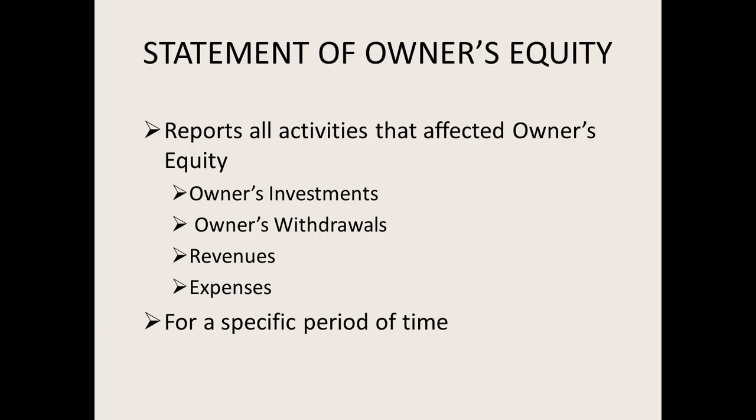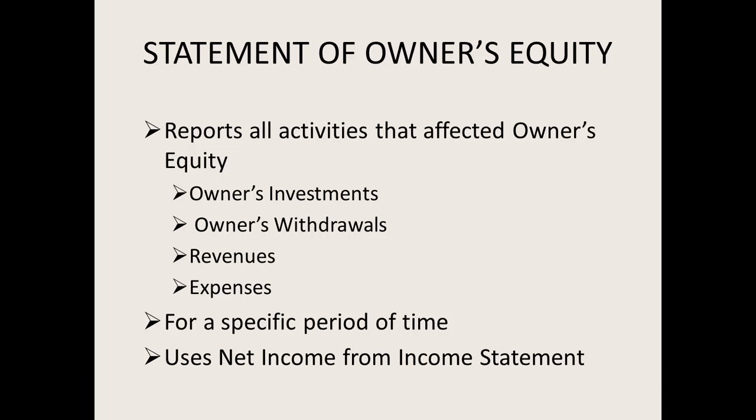The statement of owner's equity, like the income statement, is for a period of time. I'm looking at the beginning of a period and how much owner's equity was there, and then throughout that period, how did it change, and now what is it at the end of that period. So is that period a year, a week, a month? And so I have to tell the interested user.